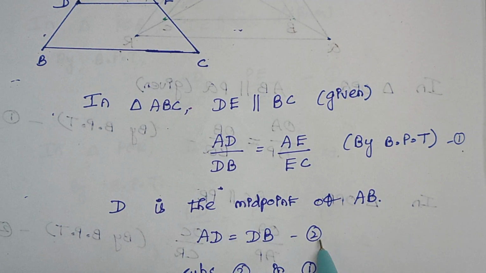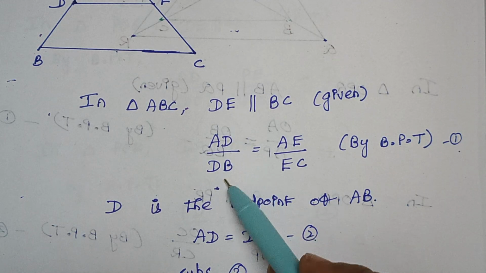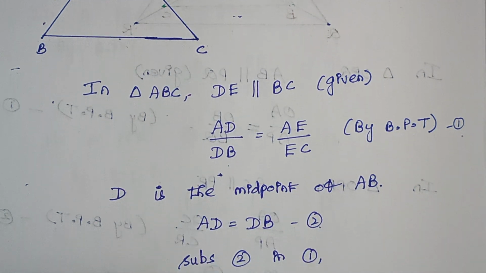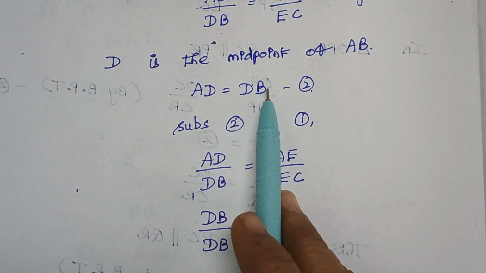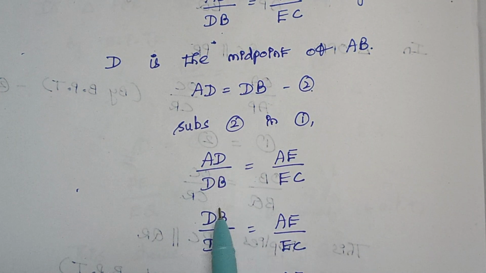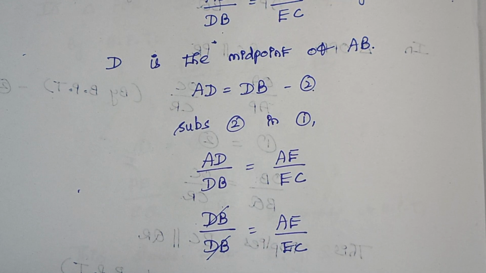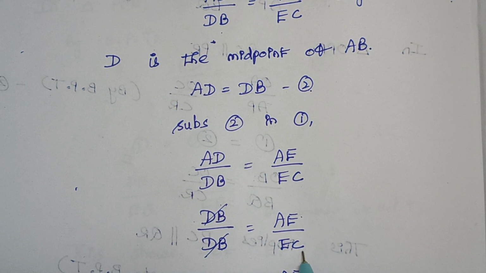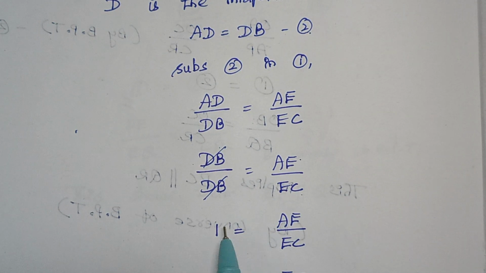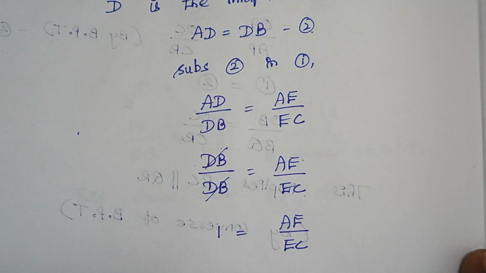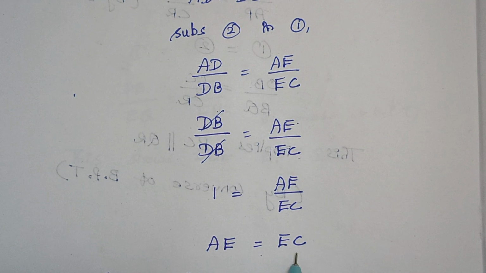Now we are going to substitute 2 in 1, because it has both AD and DB. When you substitute, AD is equal to DB, so I am replacing AD by DB. These two terms cancel, and finally we have AE by EC is equal to 1. When you move this EC to the left-hand side, 1 into EC is EC. Therefore AE is equal to EC.